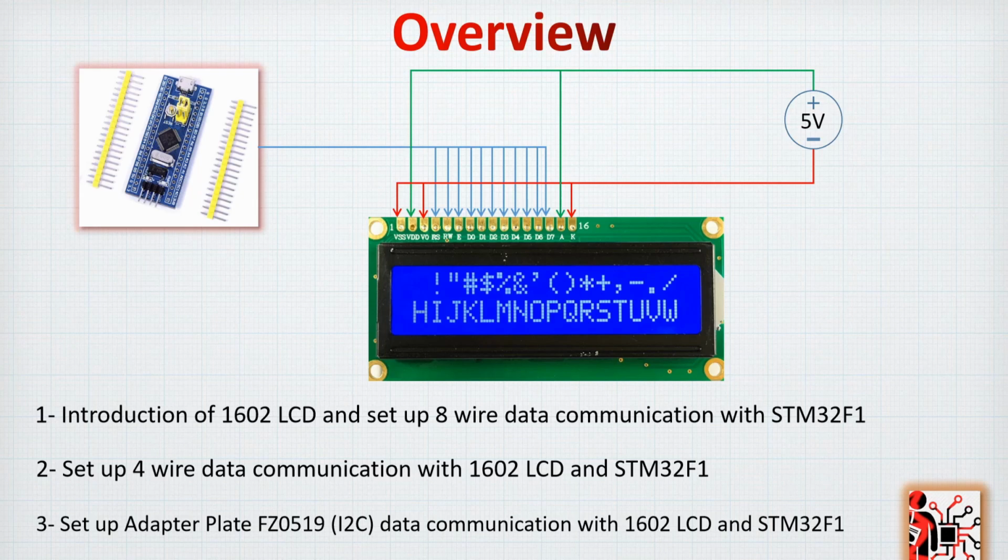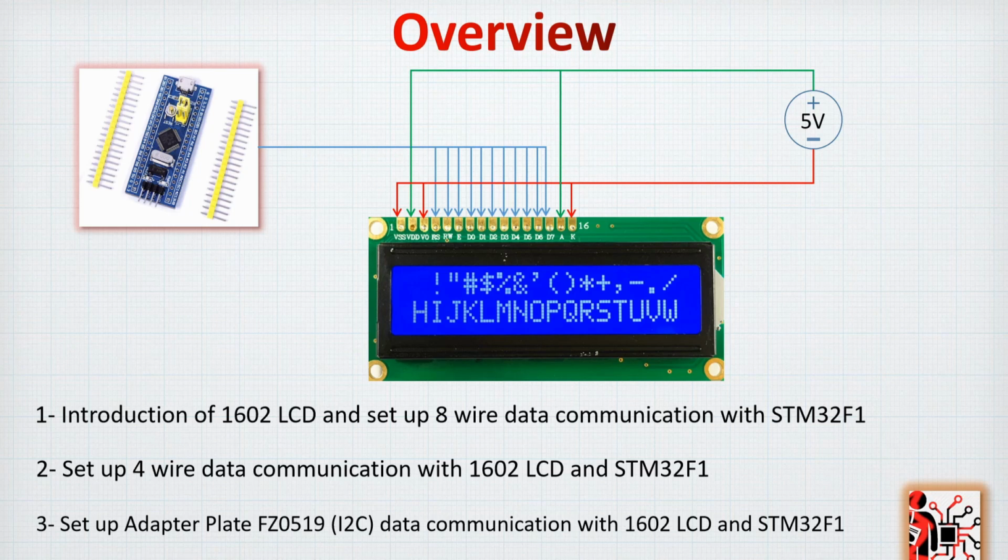So this series will have three parts. The first part is really understanding how this LCD is working, by understanding also the role of each of the pins, also understanding how to communicate with this LCD. And then we will establish the 8-wire data communication with the STM32F1. Don't mistake me, even though this communication is using 8 wires for data, the total pins required to be connected is 16.